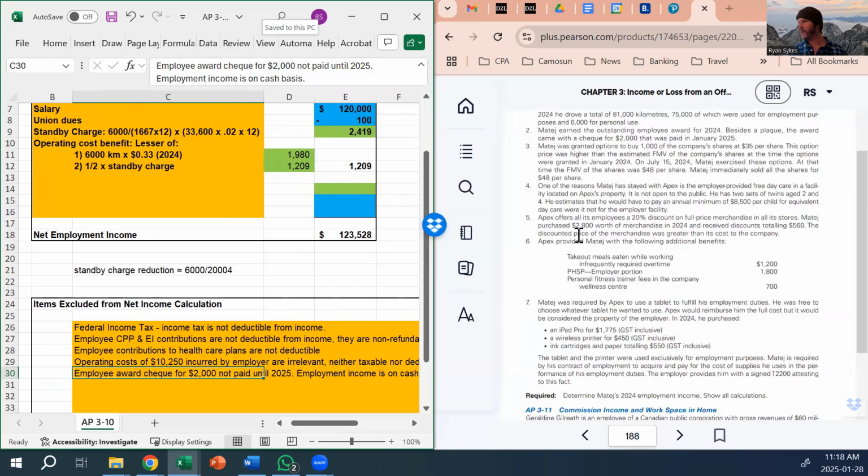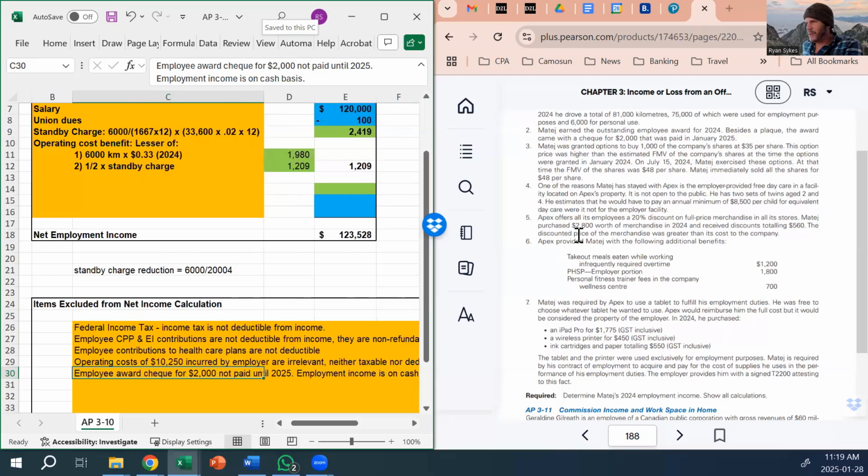So employment income is always determined on a cash basis, and so we don't include anything in relation to the $2,000. Next up, we have point 3, which is Matei is granted an option to buy 1,000 of the company's shares for $35 a share. So that's how much he can pay for them. We're going to have a stock option benefit here, potentially, right? If he is able to purchase shares at a price that is lower than whatever the market can sell them for, then there's a benefit that we have to determine and include in his income. So we've got $35 a share, maximum 1,000 shares. The option price is higher than the estimated fair market value of the company's shares at the time the options were granted, which means they would be out of the money, for those of you keeping track.